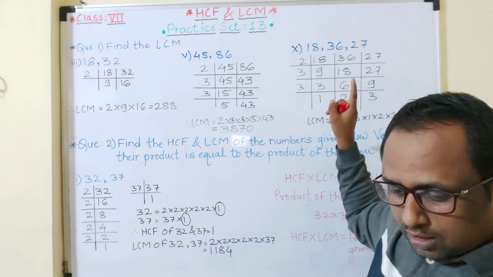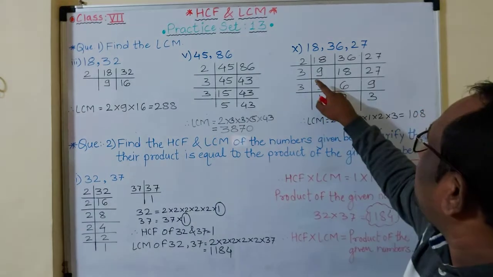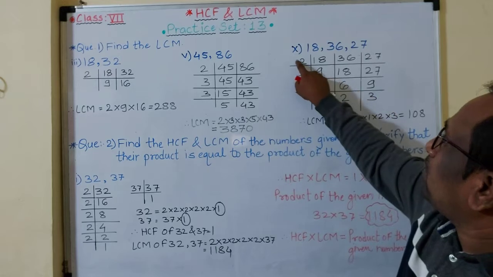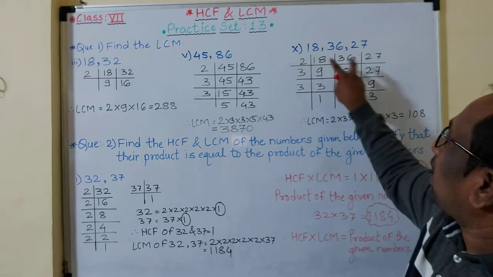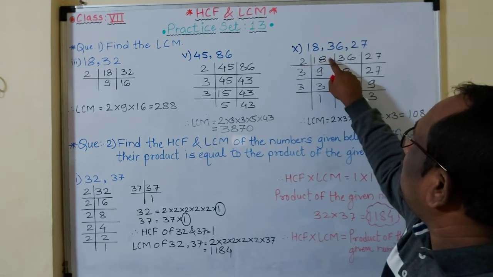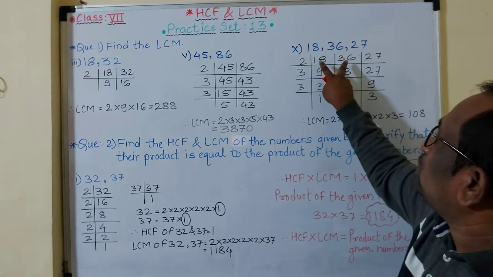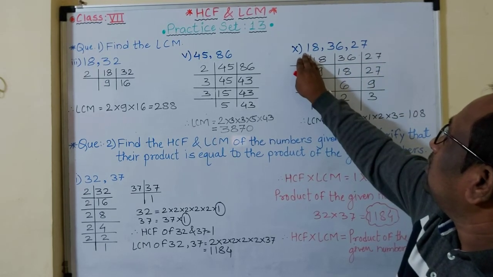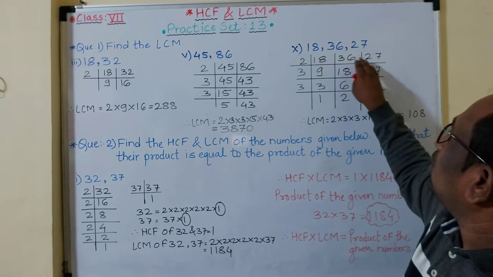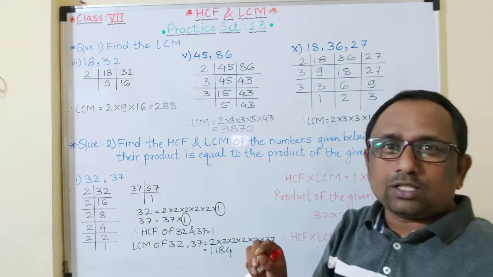What do they tell us? Find the number that divides at least 2 of the numbers. Now see here, 18, 36 and 27. We have to choose the number that divides at least 2 of the 3 numbers. Now see, 18 can be divided by 2 and 36 can be divided by 2, but 27 cannot. So at least 2. If I write 3, then 18 and 36 and 27 all divide, but we have to start from the smallest number, 2.